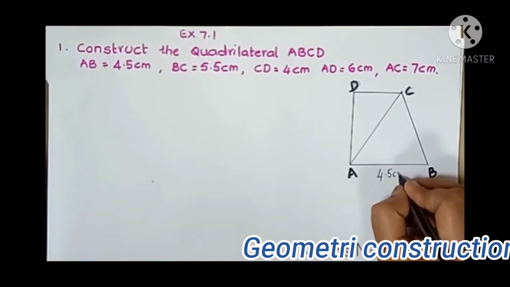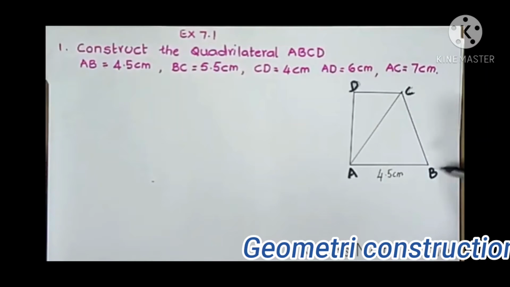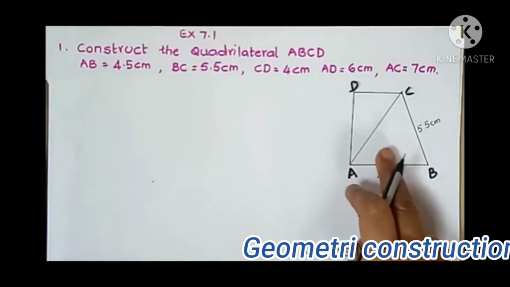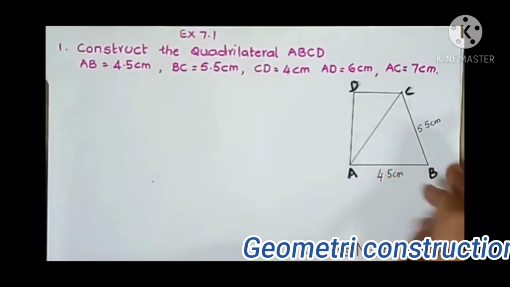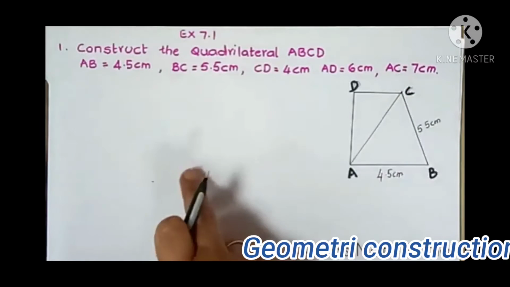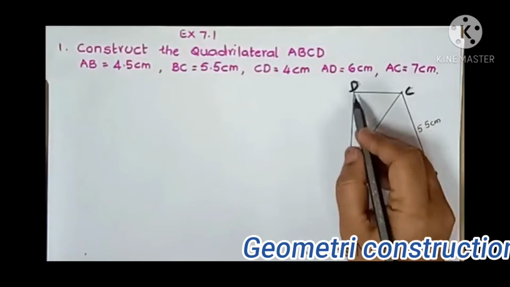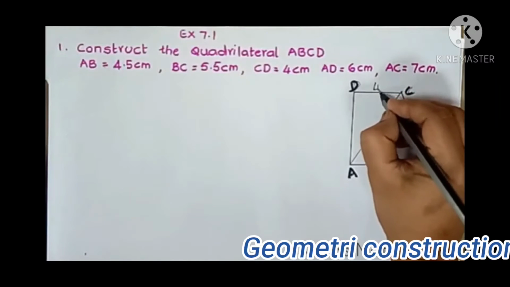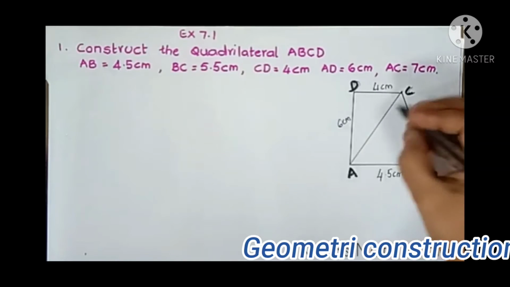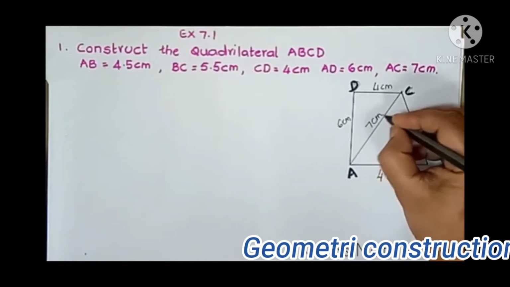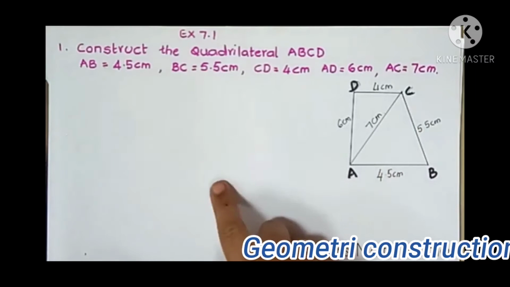AB is equal to 4.5 centimeter and BC is equal to 5.5 centimeter and CD is what they have given, that is CD and AD. My dears, this does not have the same measurement as 5.5 centimeter. It is a rough sketch. DC is 4 centimeter and another one, AD is 6 centimeter and AC is equal to 7 centimeter. They have already given this in the question.